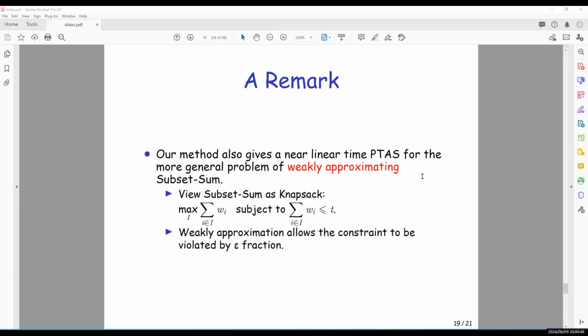Now, as a final remark, I want to point out that our method also gives a near-linear PTAS for a more general problem of weakly approximating subset sum. If we view subset sum as a knapsack problem, then weakly approximating simply means a PTAS that relaxes the constraint by an epsilon fraction. This is more commonly known as a PTAS with resource augmentation, and our method can also produce a near-linear time PTAS for weakly approximating subset sum.